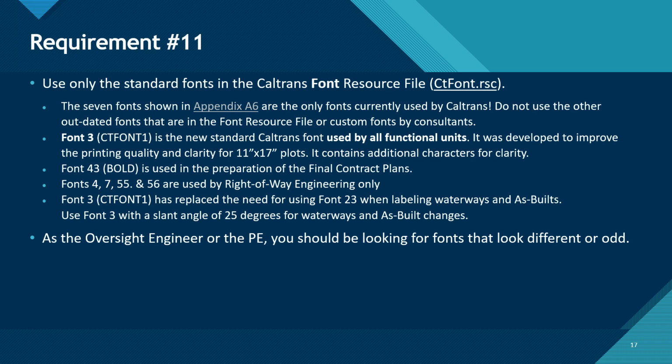Fonts 4, 7, 55, and 56 are used by the right-of-way engineering group only, so those are the only plans that those fonts should appear on. Font 3, or CT Font 1, has replaced the need for using font 23 when labeling waterways and as-built. Use font 3 with a slant angle of 25 degrees for waterways and as-built changes.